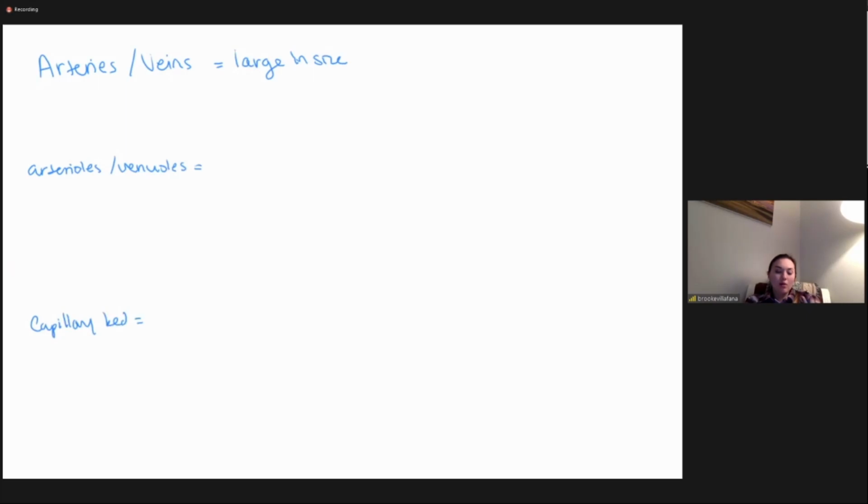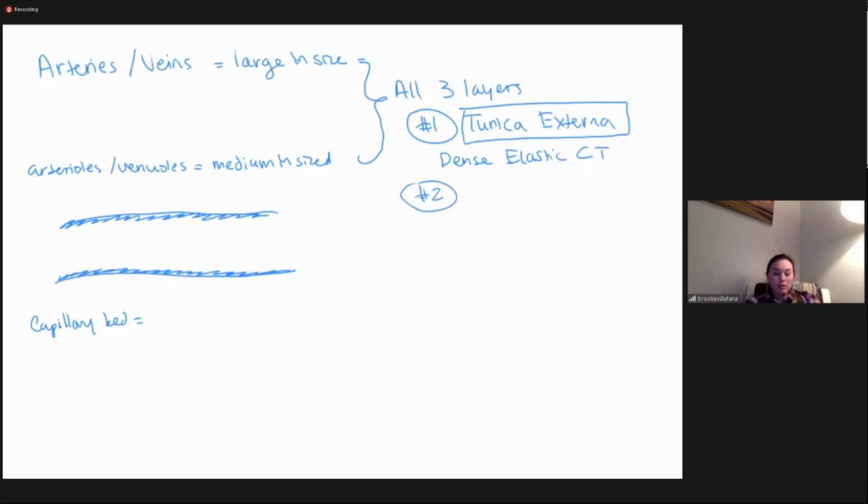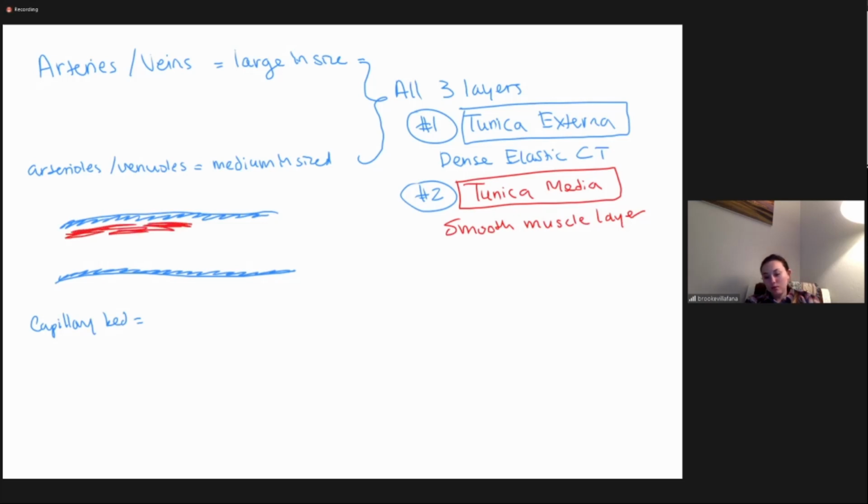Okay, so the covering around the arteries and the veins consists of all three layers, as does the medium size arterioles and venules. There's going to be all three layers. So the layers are tunica externa. This is the outermost layer. So if we kind of picture a vessel, tunica externa would be this outer layer, and it's dense, elastic connective tissue. Second one is our tunica media, and this is our smooth muscle layer. So smooth muscle here. So that's number 2.